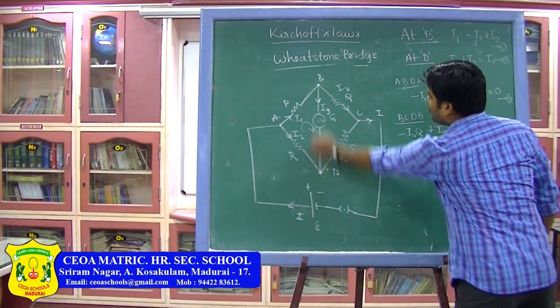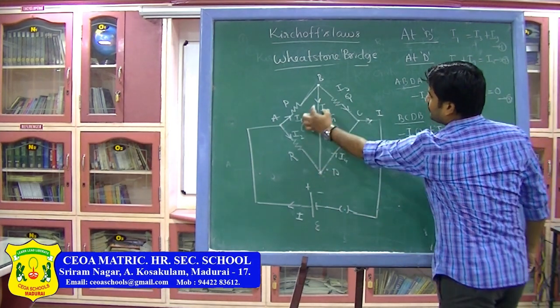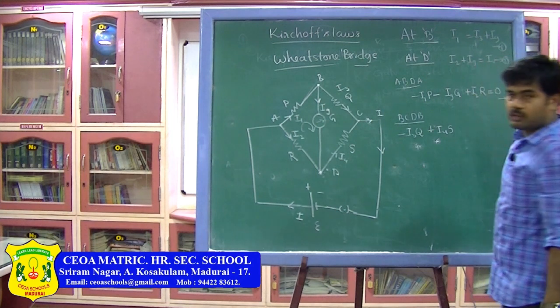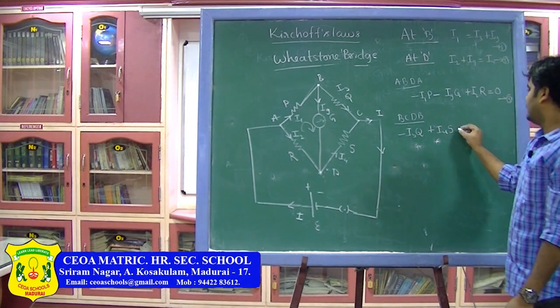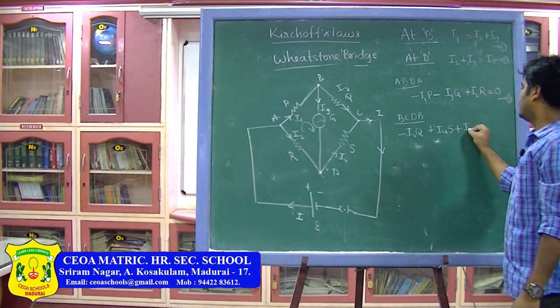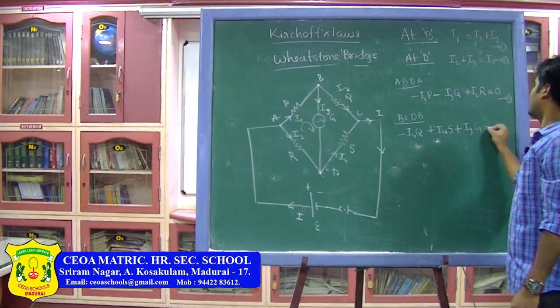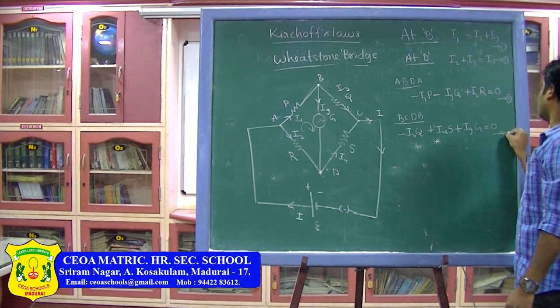Next, D to B. So, we are moving opposite to the galvanometer current. So, the potential drop across the galvanometer is to be taken as positive. So, Ig into capital G, which is equal to 0. So, this is the equation number 4.